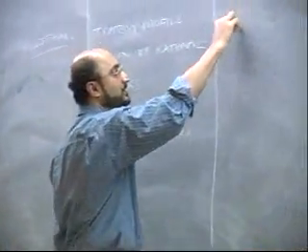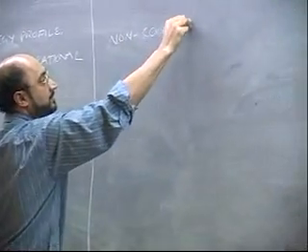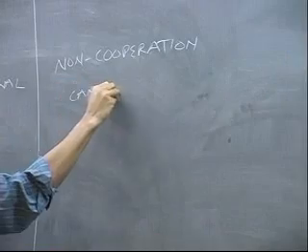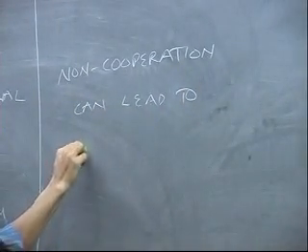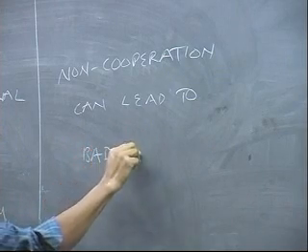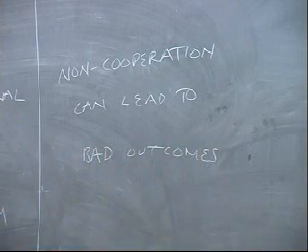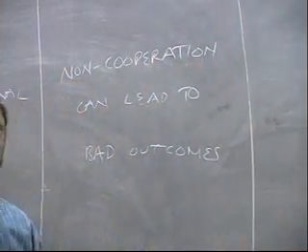So what we'll see is that non-cooperation can lead to loss of efficiency, or maybe bad outcomes. What you would call a lose-lose situation, where both players or all players lose because they're not playing with each other. So it's the opposite of a win-win.